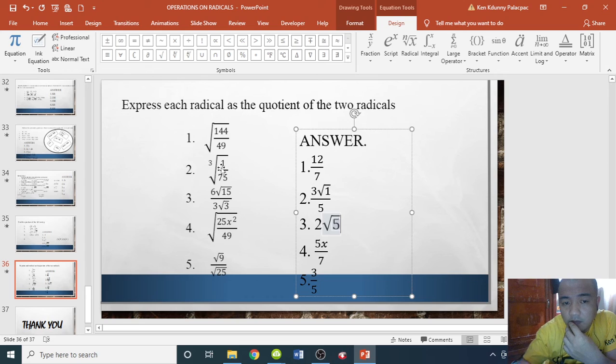Okay, let's proceed to number 4. Correct, 5x over 7. Yes, number 4 is correct. This one, 3 pips, is the only one where the answer seems wrong. It should be multiplied here, times 10. What are the cube roots? 5 cube, 6 cube. 6 cube is 216.